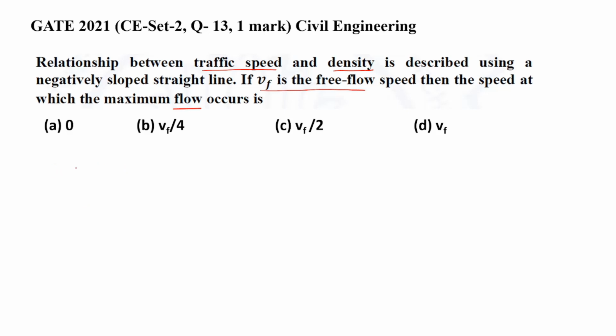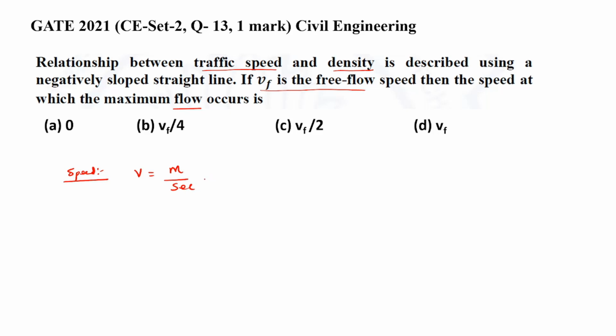Let us define what speed is. Speed is the distance covered by a vehicle within a particular time. It's generally denoted by V. Units are meter per second or kilometer per hour or whatever, because it's basically distance by time.